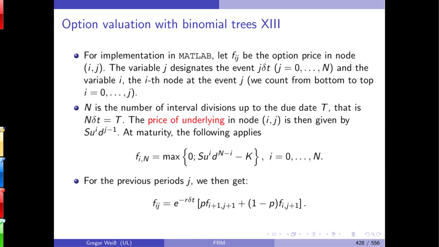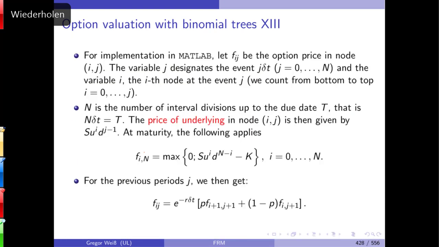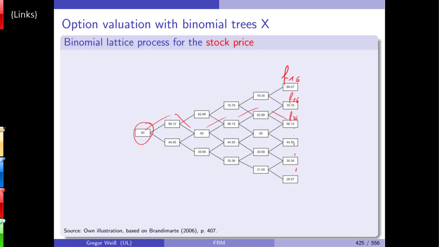Now, to implement this in MATLAB, let Fij be the option price in node ij. So, again, for example here, this is Fi1, 1, 2, 3, 4, 5, 6. This is F26, F36, and so on. And this is obviously F11. And n is the number of interval divisions up to the due date T. Variable j designates the event j times delta t, so that's the period in time. Variable i, the ith node at the event j, we come from bottom to the top. Actually, I've done it the wrong way. We are going from up, down, and back in time.